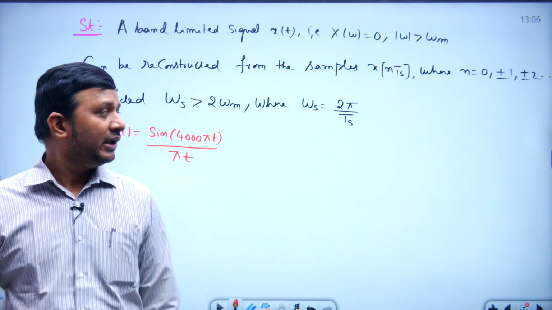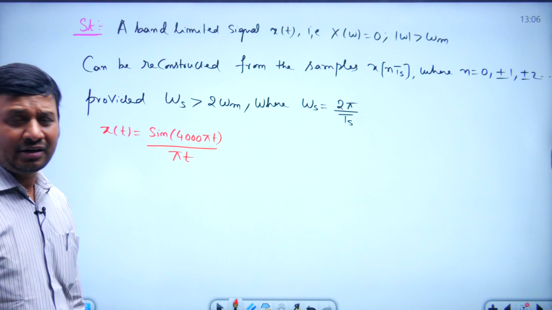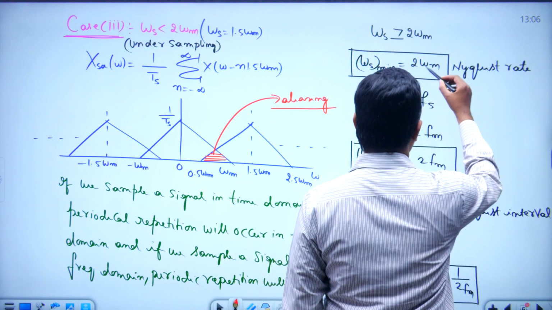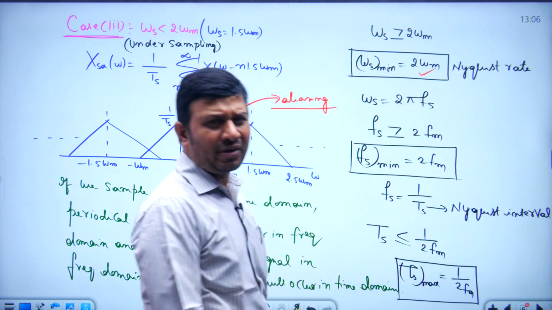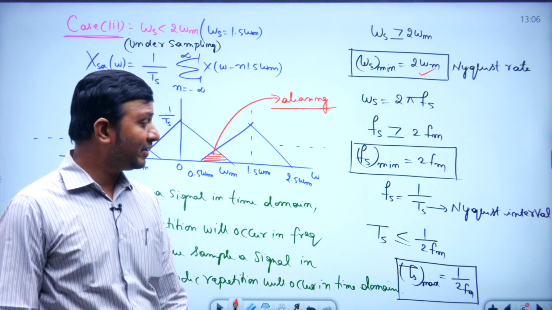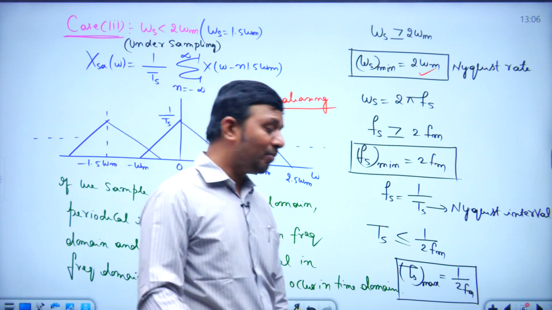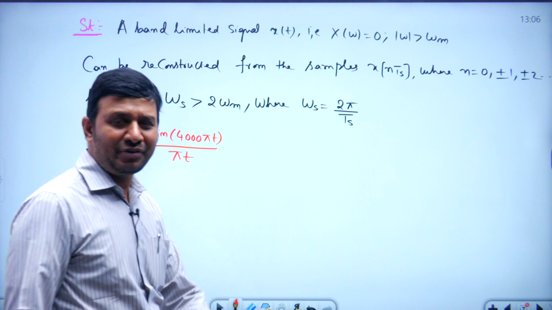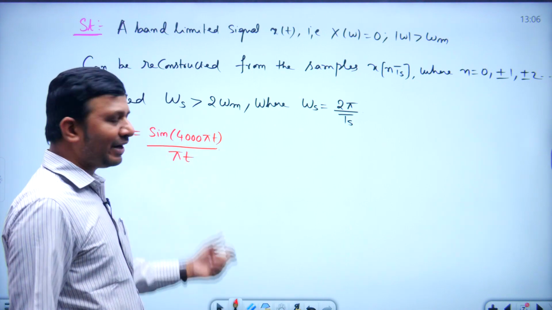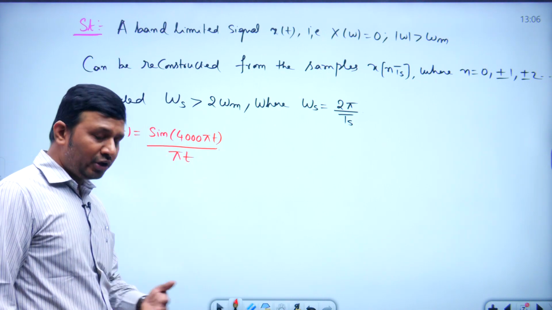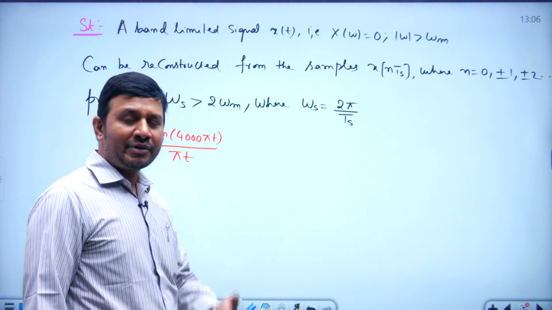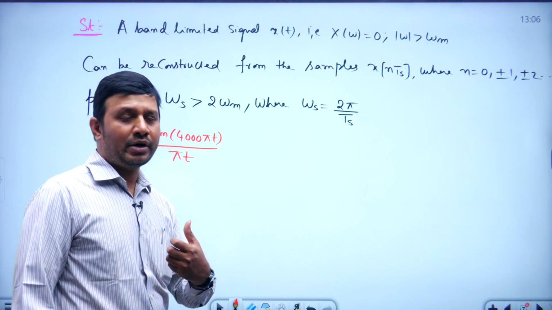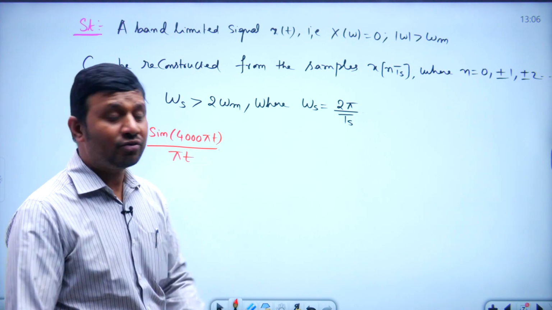How to find out? See, Nyquist rate means twice of omega m. Omega m means what? Highest frequency component present in the signal. Highest frequency component will be present in what domain? Frequency component is present in frequency domain, but the given signal is in what domain? Time domain. So in order to get the highest frequency component, we must convert the time domain signal to frequency domain. How to convert? Apply Fourier transform. What Fourier transform you have to apply?